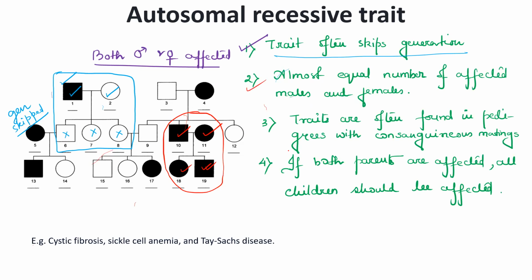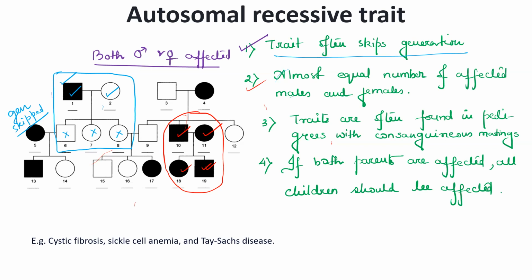Next is traits are often found in pedigrees with consanguineous matings. What is consanguineous mating? Who can say what is consanguineous mating? Consanguineous matings or marriages are those between related individuals. Okay. They are defined simply as those that share a common ancestor. Understood?